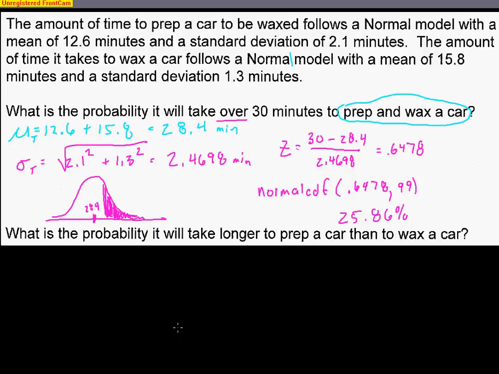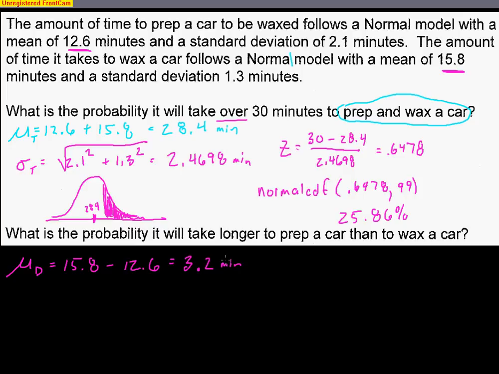Okay, last question. What is the probability it will take longer to prep a car than to wax a car? Well, if you think about it, it's supposed to take longer to wax. Wax is 15.8 minutes. Prepping is 12.6. So I first need to figure out what difference I expect. If I take 15.8 and subtract 12.6, I get a difference of 3.2. I expect it to take 3.2 minutes longer to wax.